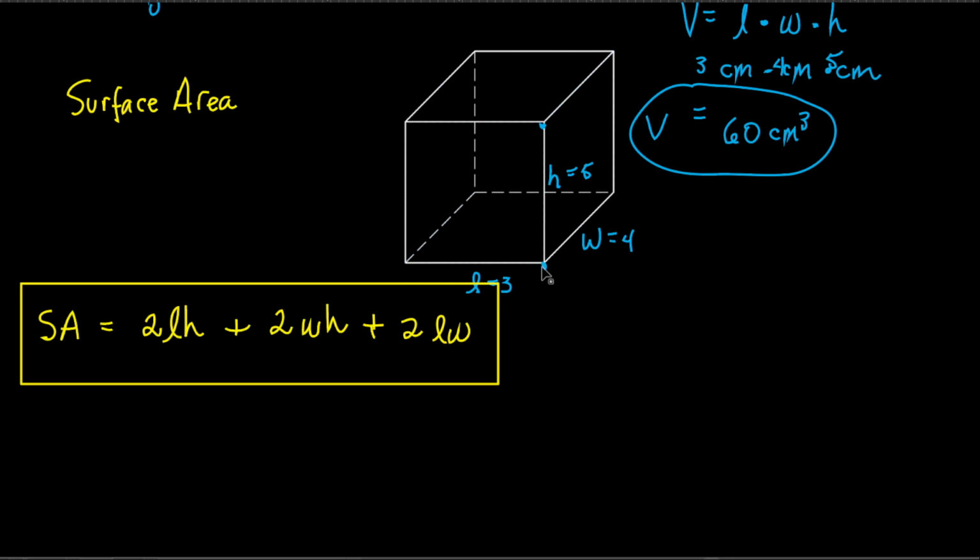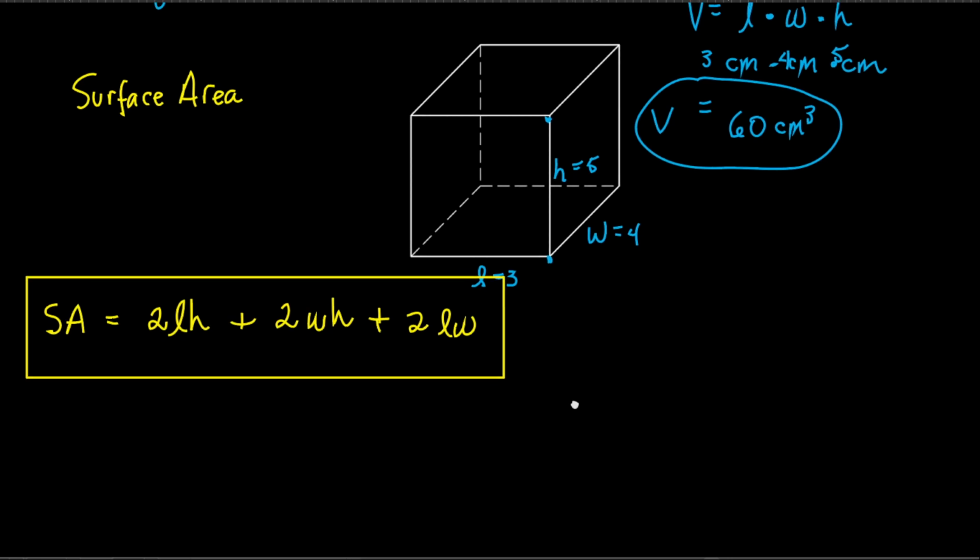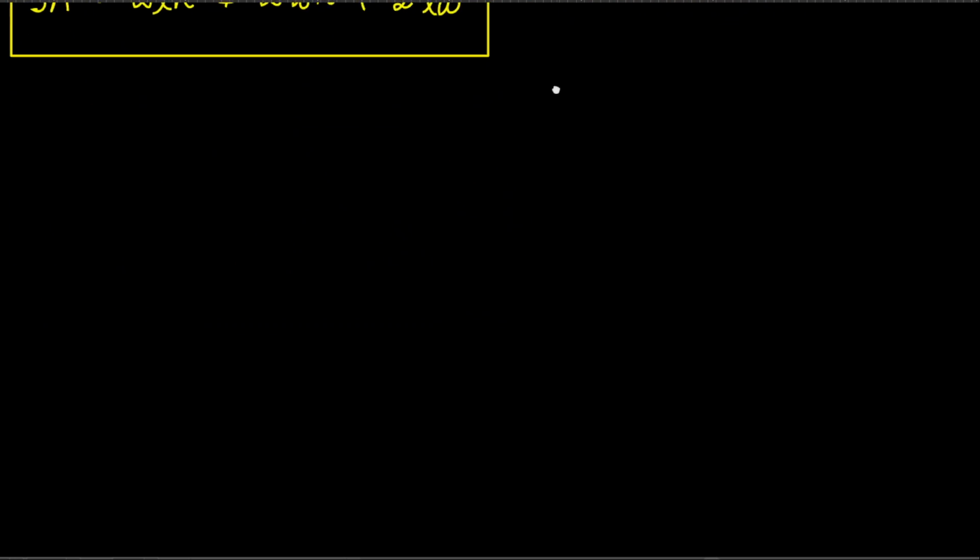I'm not going to put the numbers in just for the sake of time. It's pretty easy, right? If it was this, I'd put the 3 in for the L, put the 5 in for the H, put the 4 in for the W, work them out, add them up, boom, you got an answer. I'm not going to do that right now because we got a lot of stuff to talk about today. So that is a rectangular box.